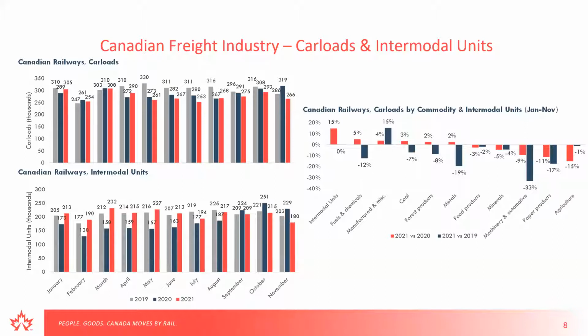And then looking down at the bottom left, we have intermodal units. So since the onset of the pandemic, we know there's been a lot of factors impacting intermodal shipments, including container shortages. So we see on a year-to-date basis, 2021 is being better than 2020. We're up 15% from 2020, and we're at the same level as 2019.